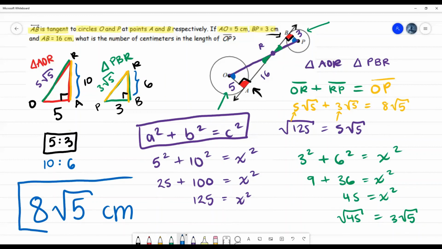I hope this video helped you understand how to do this tricky problem. It's pretty easy once you understand the fact that triangles AOR and PBR are similar triangles. Once you understand that, everything should be pretty easy from there.